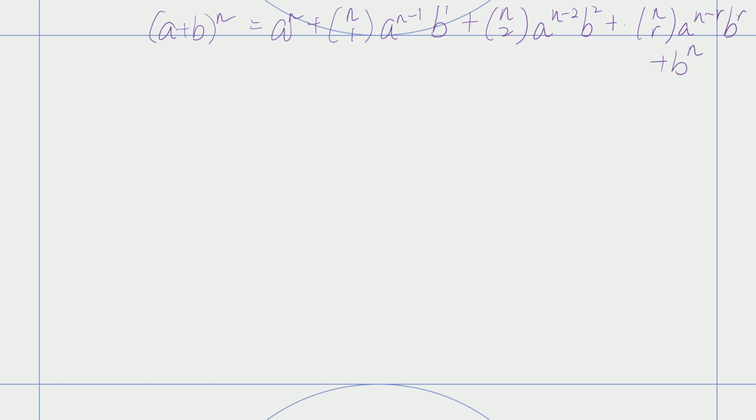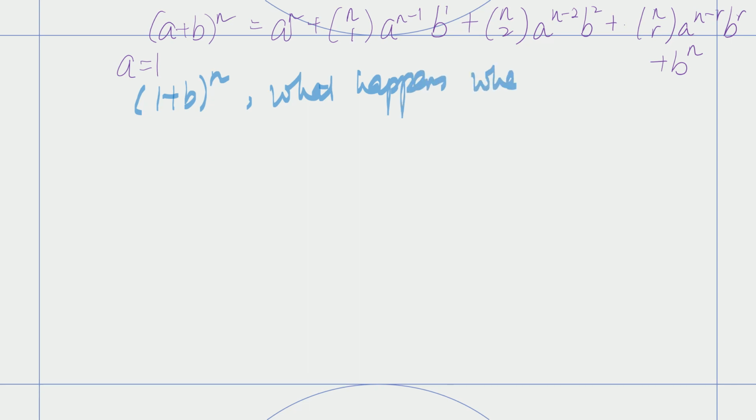Right, so for the first few examples that we have done, we are dealing with when a is equal to 1. We did something like 1 plus b to the power of something, where your a is equal to 1. So the question that I'm going to ask is, what happens when your a is not equal to 1? It can be any other value but not 1. So let's do an example.